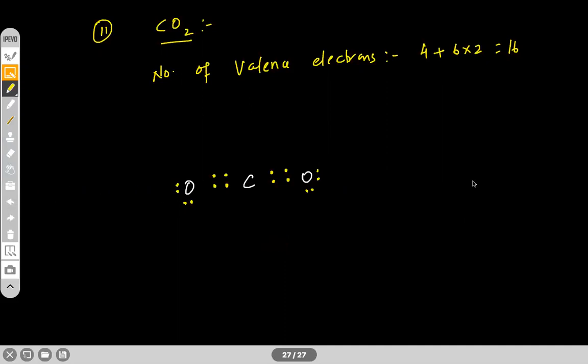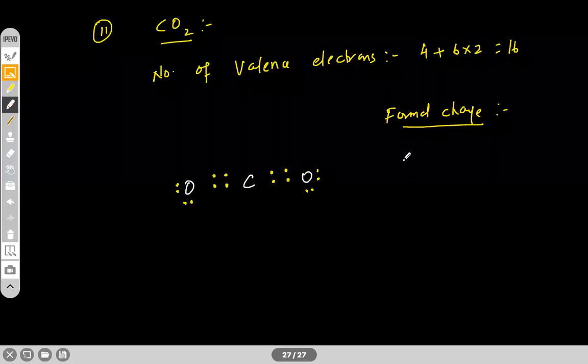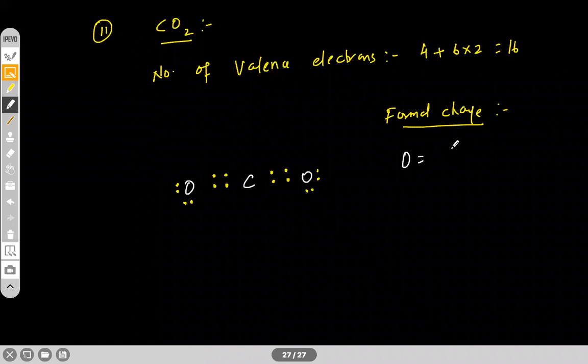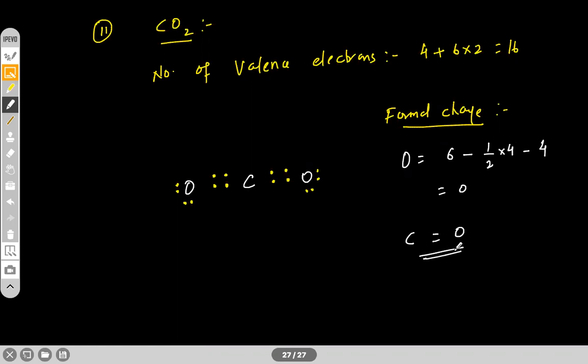Okay, now the last step is what? To calculate the formal charge. Could you tell me the formal charge on oxygen? For oxygen, it would be 6 minus half of 4, minus 4 electrons are there. So zero formal charge on oxygen. For carbon also, if you count, you'll get zero formal charge on carbon. So this is the structure of CO2.